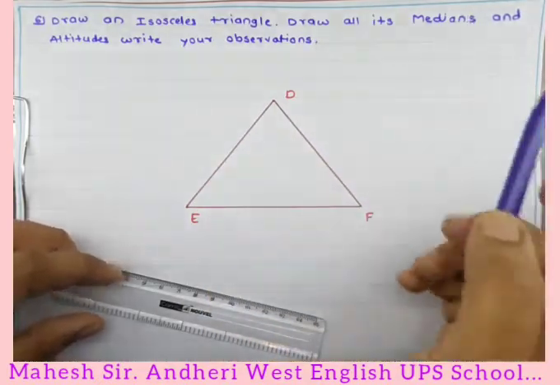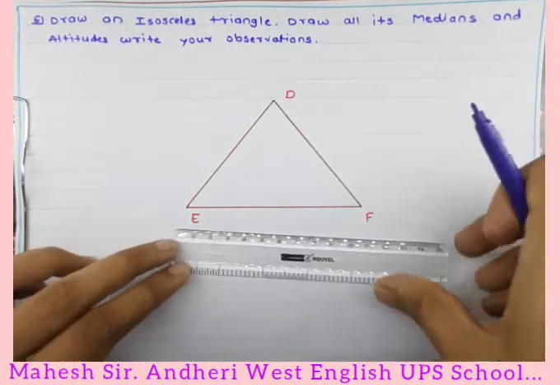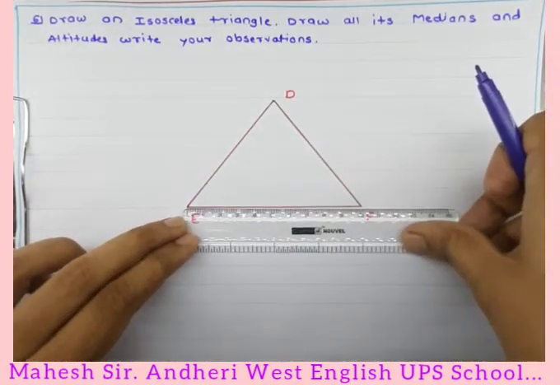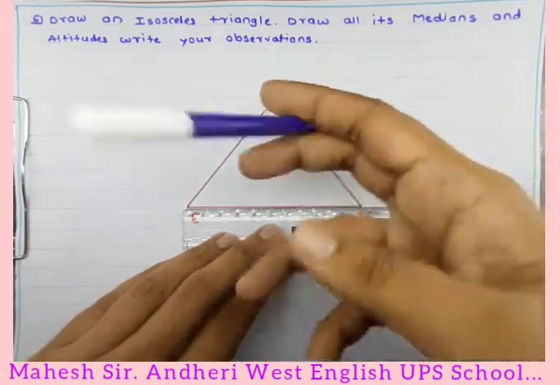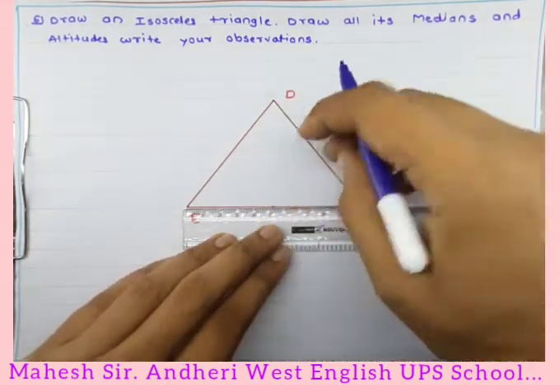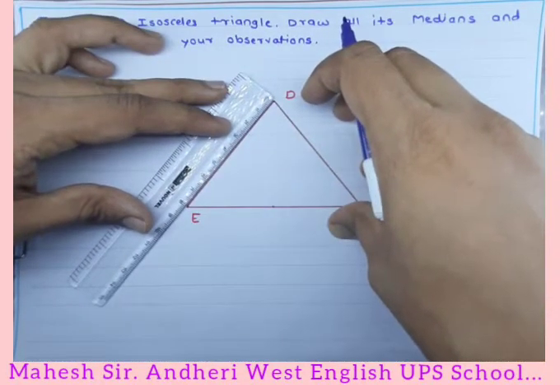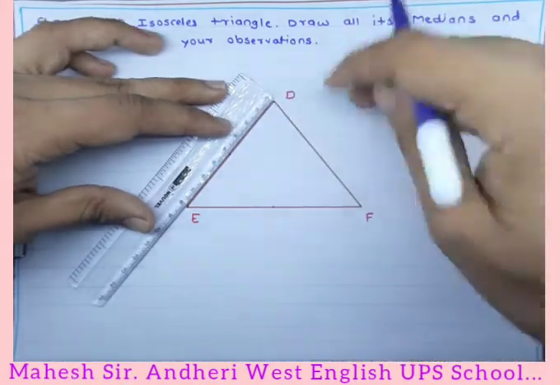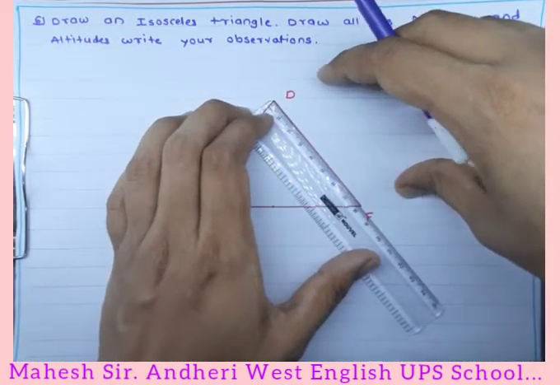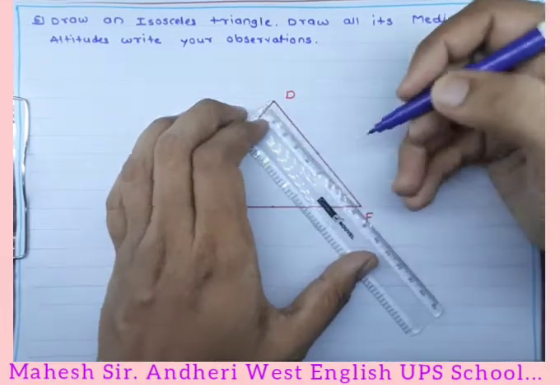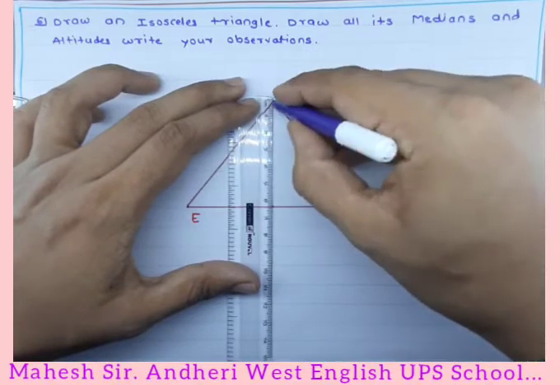So first we will draw the medians. For the medians, first we will take the midpoints of all the sides. Here it is 10, so the midpoint will be 5. Here it is 8 centimeters, so the midpoint will be 4. Again it is 8, so the midpoint will be 4. Then I will join all the lines.